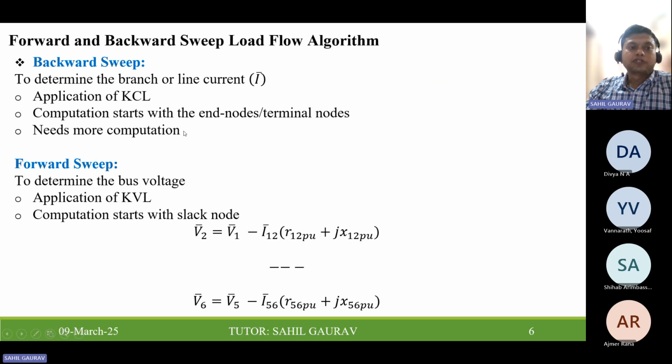The backward sweep needs more computation, while the forward sweep is just the opposite. Here we apply KVL, Kirchhoff's voltage law, and in the forward sweep we determine the final output of the load flow algorithm, that is the bus voltage. So in the forward sweep we determine the bus voltage, and here the computation starts from the slack node, reference node or substation node.